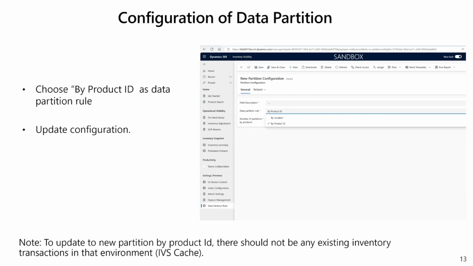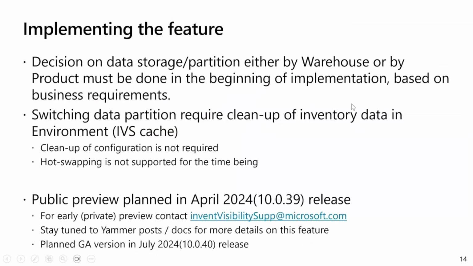A notice here is that to update to the new partition by product IDs, there should not be any existing inventory transactions in that environment. To implement this feature on your environment, we need to make a decision on the data storage or partition rule, either by warehouse or by product ID, in the beginning of your integration process based on the business requirements.